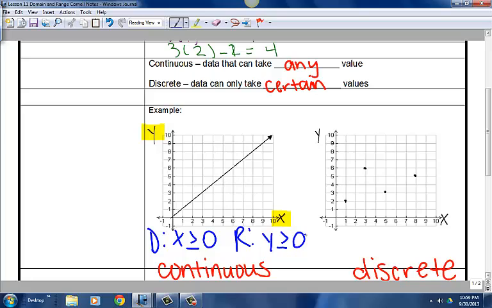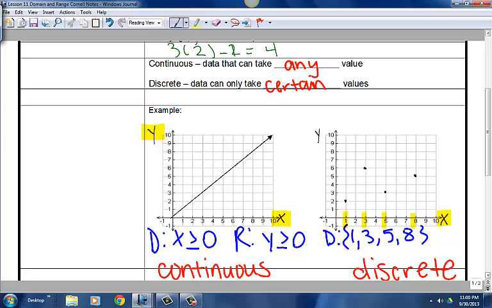Now let's look at this next one. We're going to write this one a little bit differently. For my domain, I'm just going to list out the points or the x coordinates that they give us. So I'm going to use one of those squiggly brackets, and I'm going to write 1, 3, 5, and 8, and close it with a squiggly bracket. I just found these numbers from the x-axis right here.